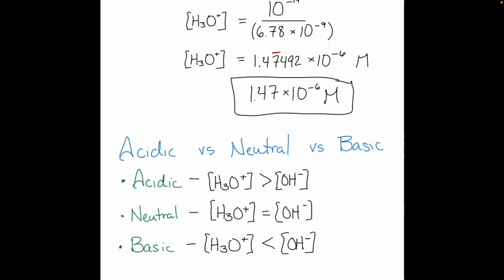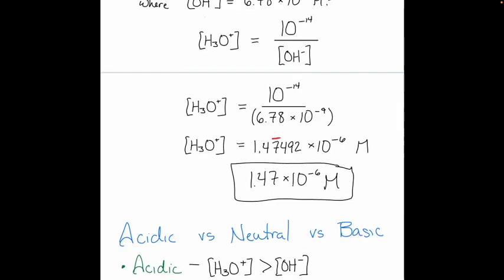Okay, so what makes an acidic solution acidic is that there are more hydronium ions floating around in there than there are hydroxide ions. And on the flip side, what makes a solution basic is that there are more hydroxide ions floating around in that solution than there are hydronium ions. That's where those terms come from.